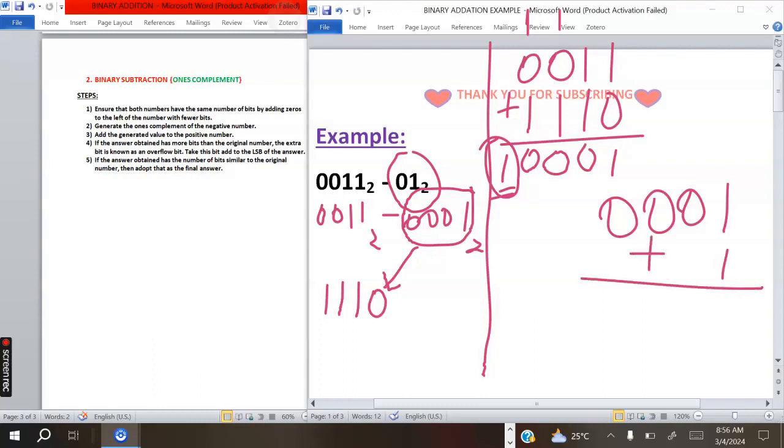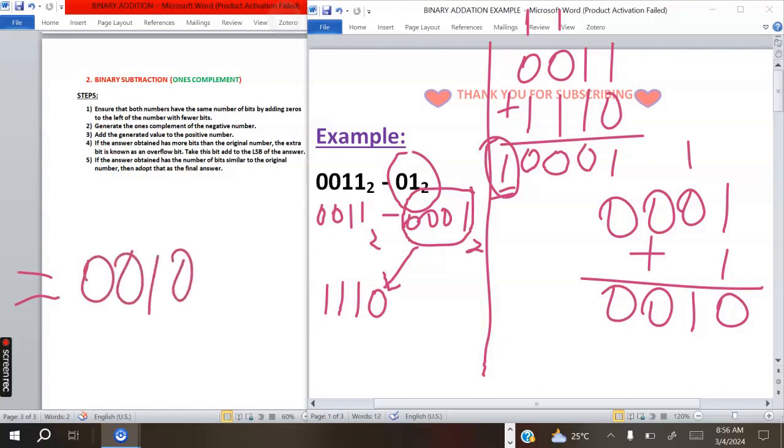Now, after you have added the overflow, what we will have next is you will add 1 plus 1, which is 1, 0. Now, carry 1 here. 1 plus 0 is 1. Then the other is 0, 0. Therefore, the final answer for our case is 0, 0, 1, 0.